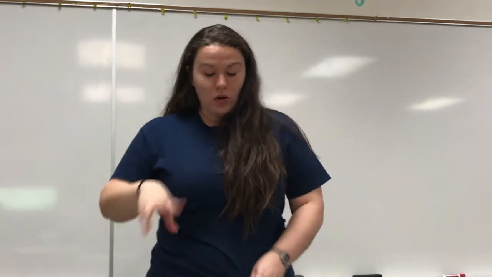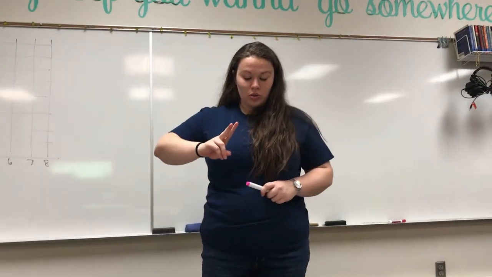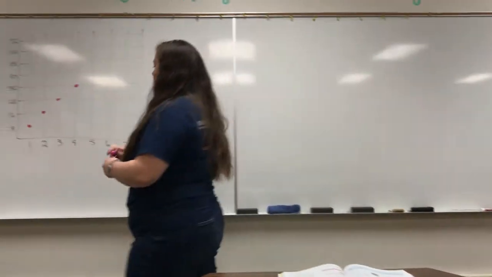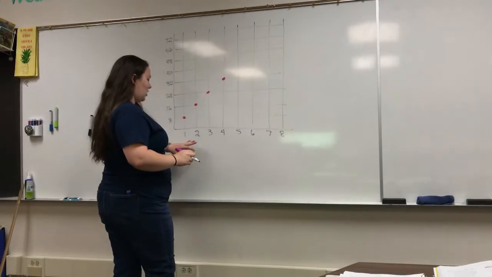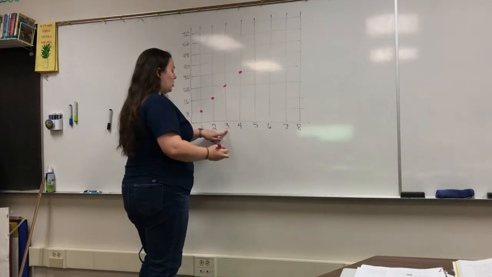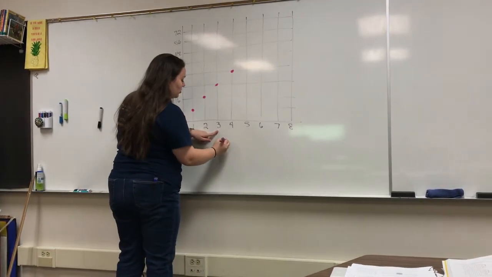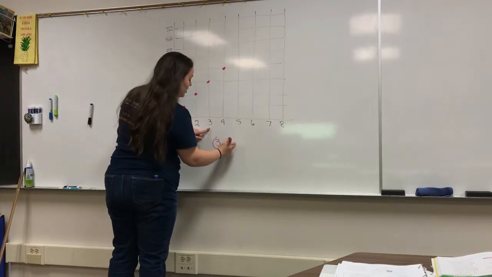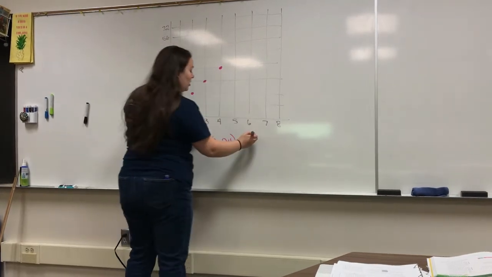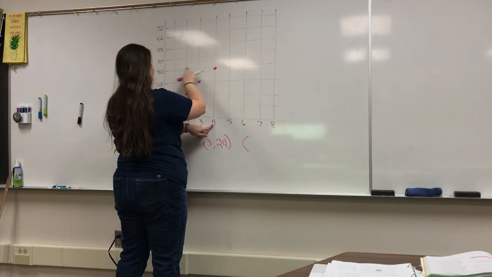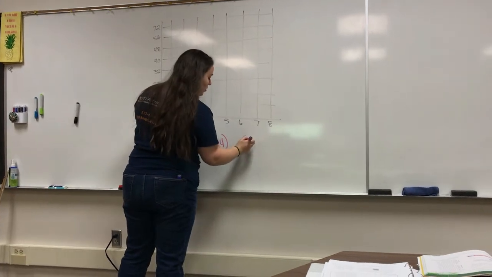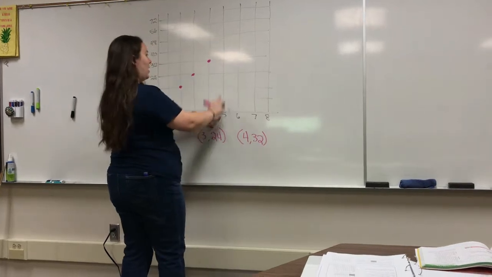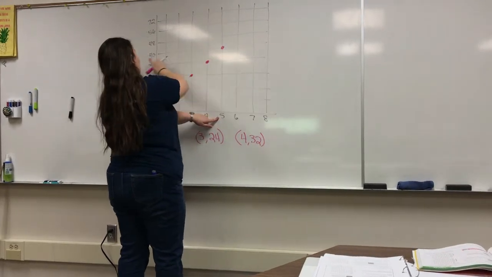On problem number 2, they want you to give me the coordinates. It gave you, I think, number 1, and I think it gave you number 2, but they want you to do number 3. So the first one is 3, and then it goes to 24. And then 4 and 32. And then 5, it would be this one, and 40.